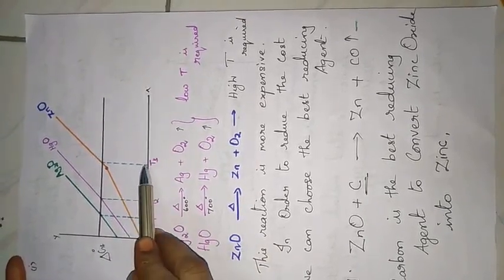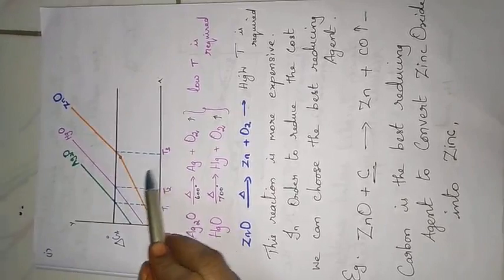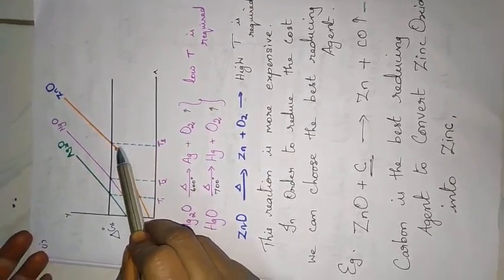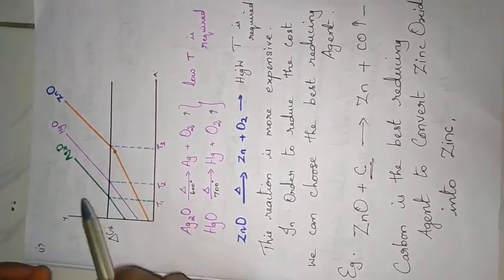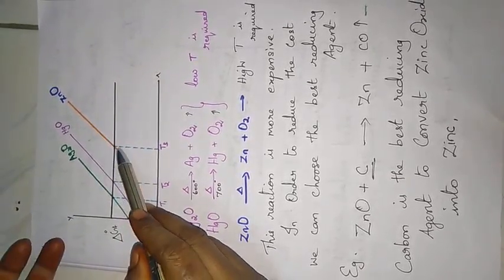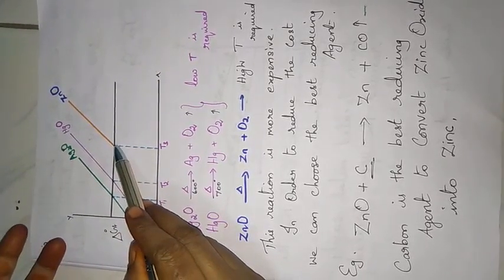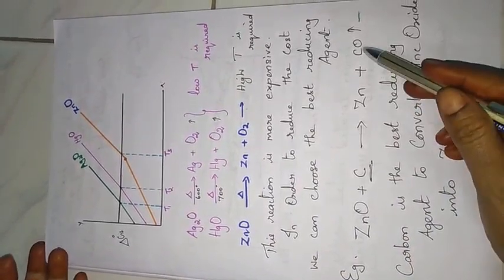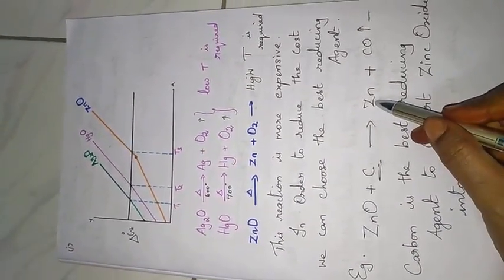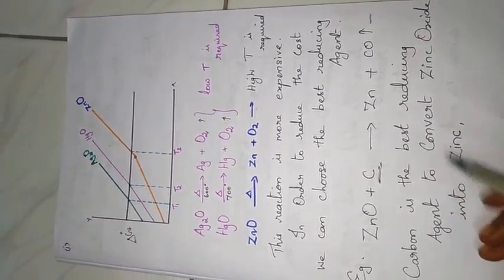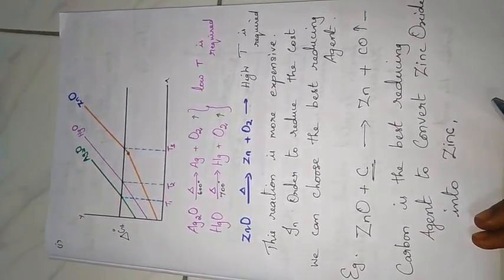So in order to reduce the cost, we can choose the best reducing agent. Which reducing agent can you choose? In your Ellingham diagram, the carbon line cuts most of the elements. So you can choose carbon to reduce it. Carbon is the best reducing agent, as we have already learnt. Look at the equation: zinc oxide plus carbon gives zinc plus carbon monoxide. Here the metal is eliminated and carbon monoxide is formed as a gas. So carbon is the best reducing agent to convert the zinc oxide into zinc.